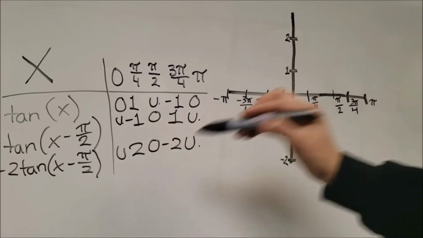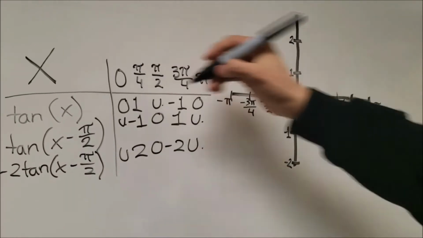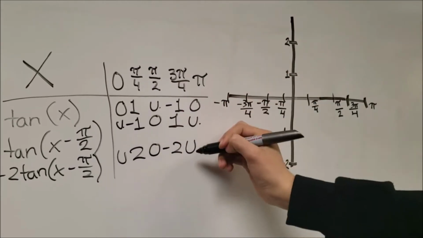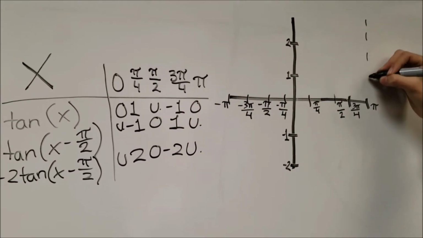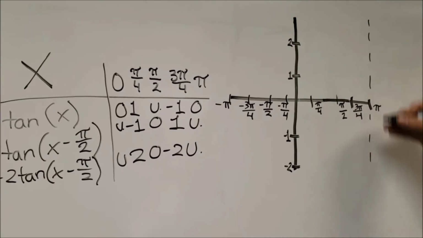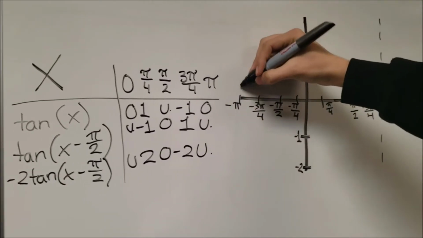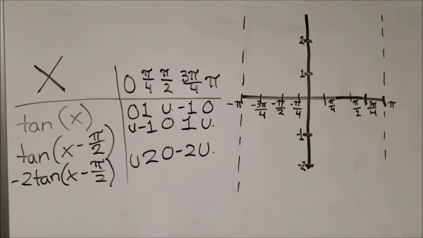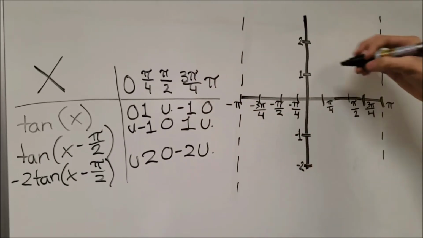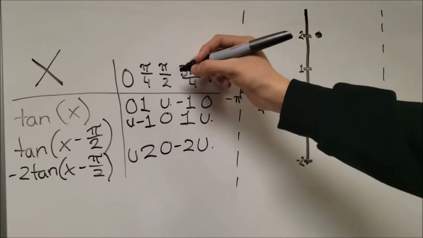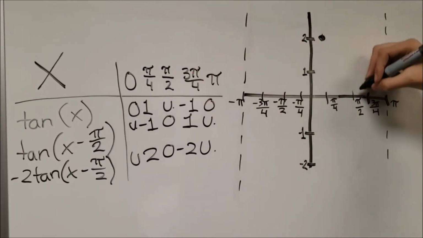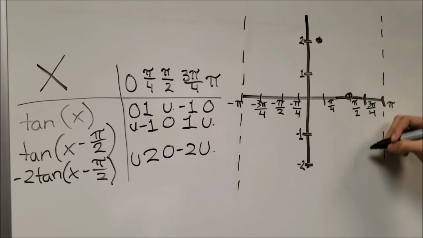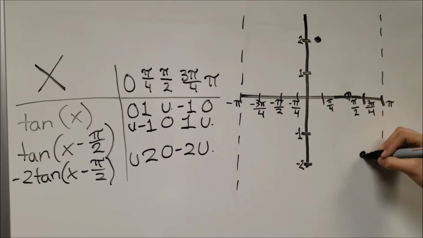So the U means that it's undefined. So 0 is undefined right here. Pi is also undefined, so this will be undefined. If we see this side of the graph, this would also be undefined. This is the same on both sides. And then pi over 4 would be 2 right here, pi over 2 would be 0, and 3 pi over 4 would be -2.